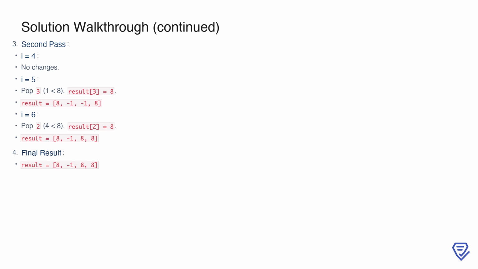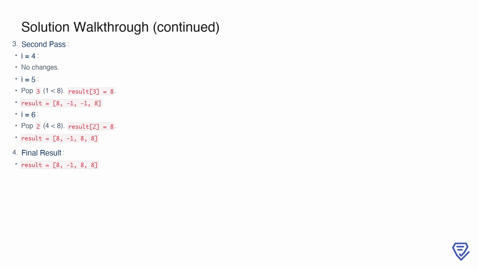For I equals 5, the current index is 1, and the value is 8. Here, the value at the top of the stack, corresponding to index 3, is 1, which is less than 8. So, we pop index 3 from the stack and update result 3 to 8. The stack then becomes 1, 2. Continuing, the value at the top of the stack is 4, which is also less than 8. We pop index 2 and update result 2 to 8. The stack is now 1.